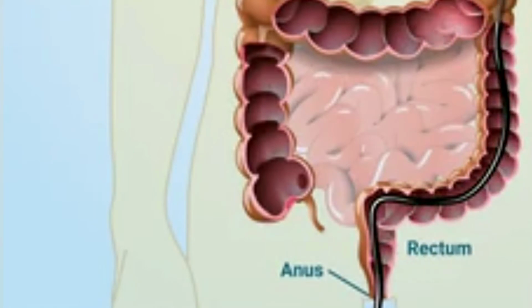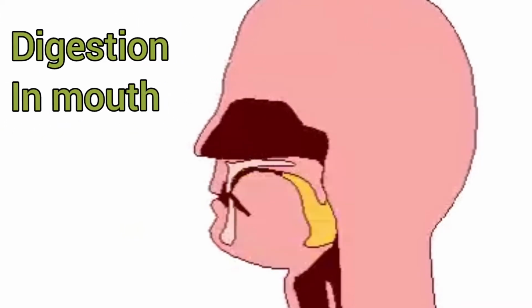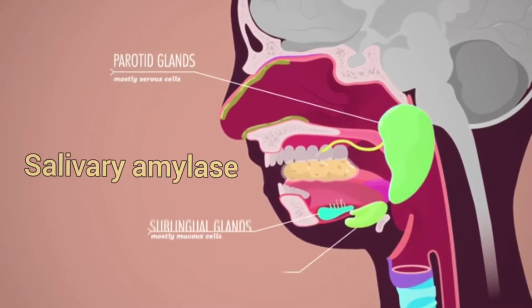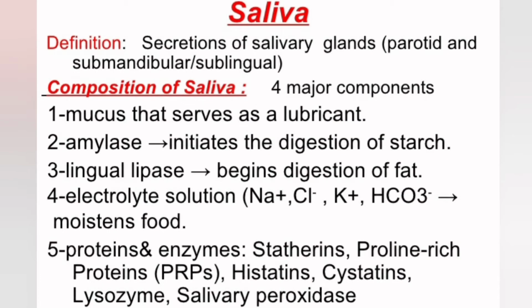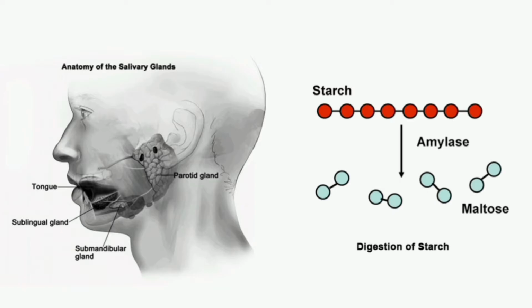What happens in the oral cavity or the buccal cavity? The digestion starts in the oral cavity by hydrolytic action of the enzyme salivary amylase. The saliva secreted into the oral cavity contains electrolytes such as sodium, potassium ion, chloride ion and bicarbonate. And there are two enzymes, which are salivary amylase and lysozyme.